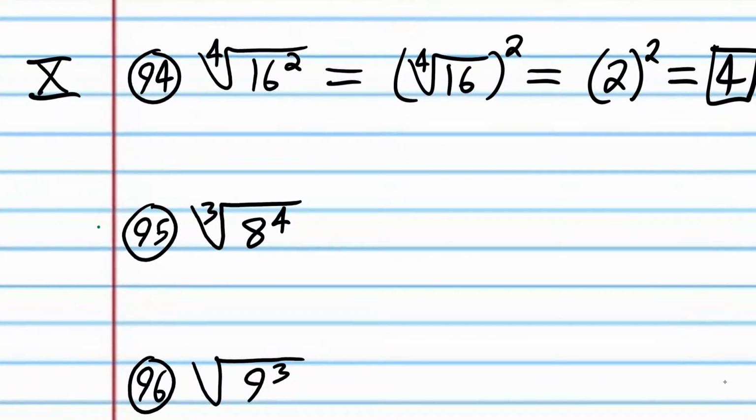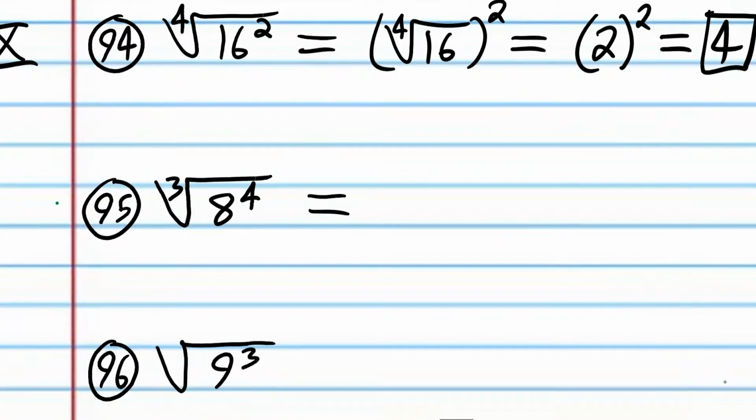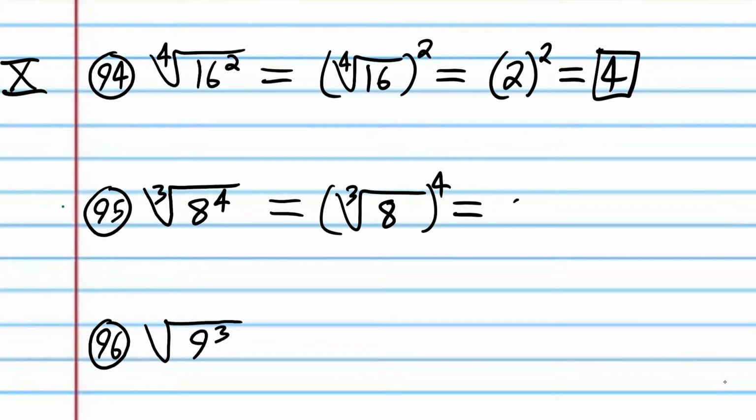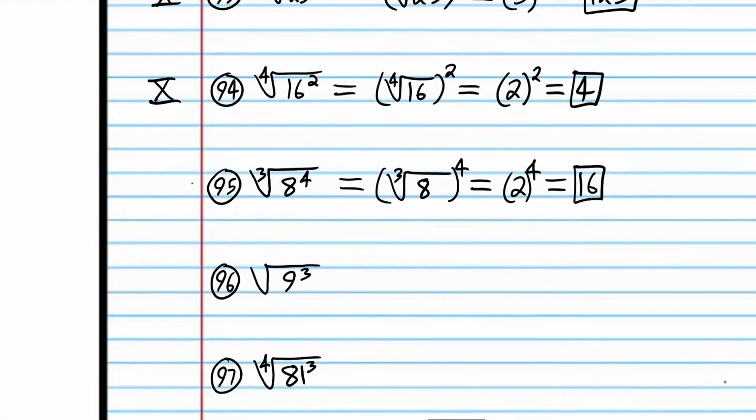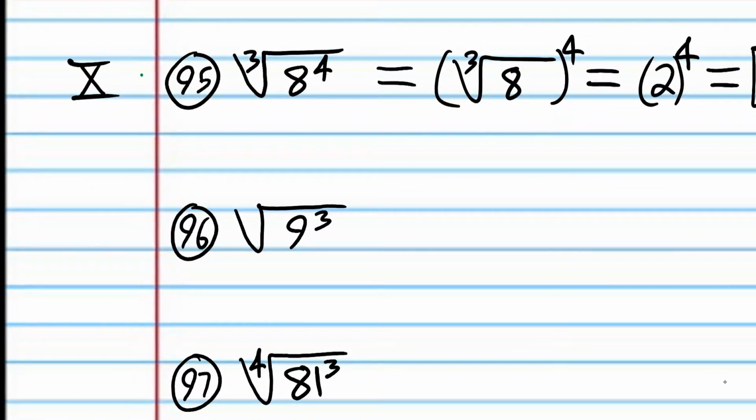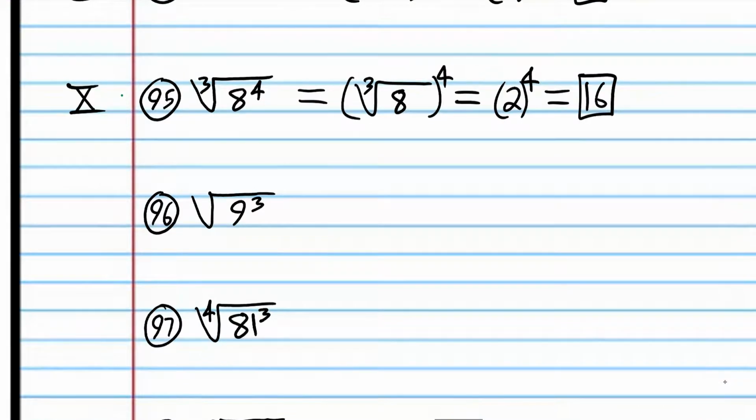All right, we're back. So we don't want to do 8 to the 4th power, so we're going to take that power and write it on the outside, and now we cube root 8 first to get 2, and now the problem is a lot more manageable. 2 to the 4th power is 16. So if you got that one right, good job. Okay, again, we don't want to do 9 to the 3rd power, so see if you can fix that. Try 96, and when you come back, we'll do it together.